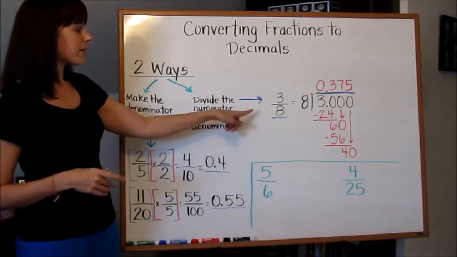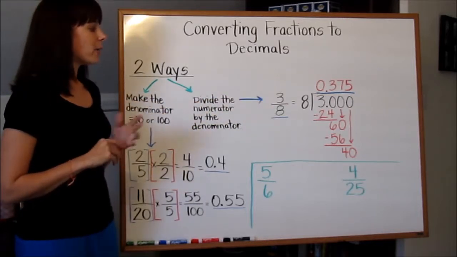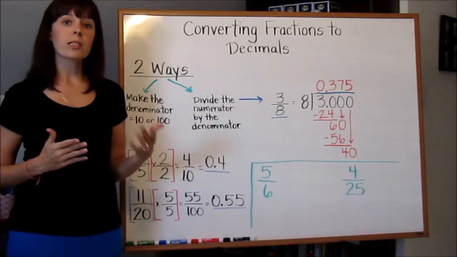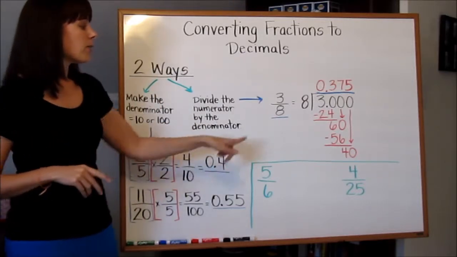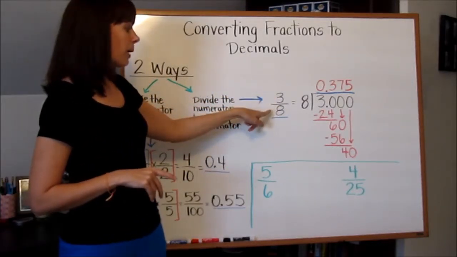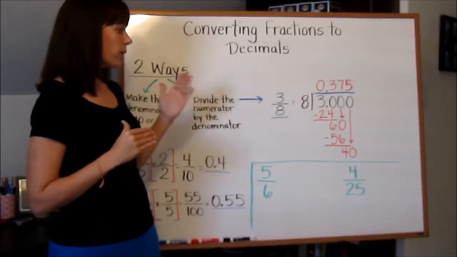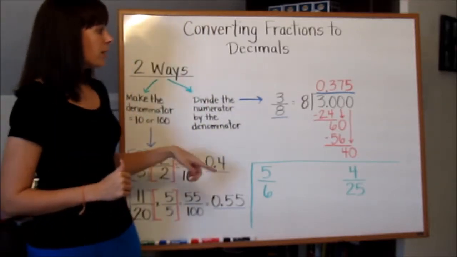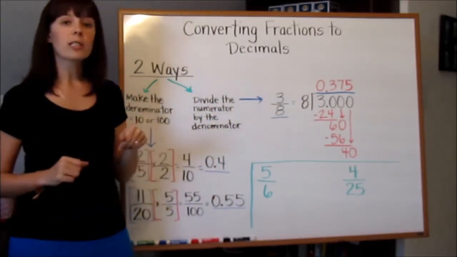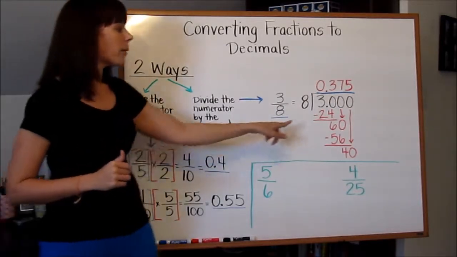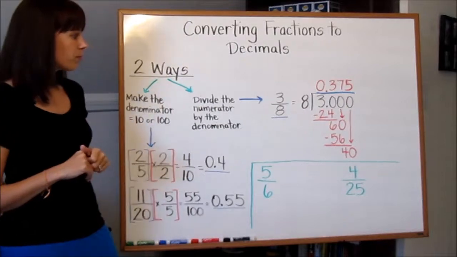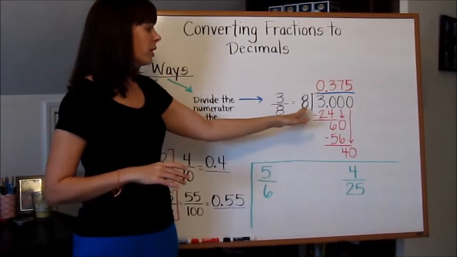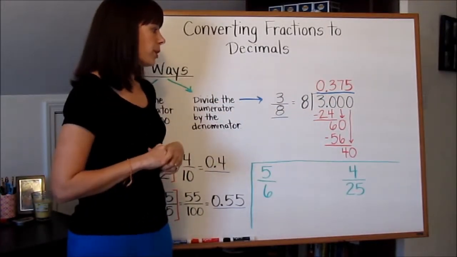Okay, so right here I have the example of 3/8. And I know that I cannot make an 8 go into 10 or into 100 easily. So I'm going to divide 3 by 8, divide my numerator by my denominator. Now if you have a single digit as your numerator, you'll probably have to add your decimal place and then put some zeros afterwards. And that's just so that you can divide your denominator into your numerator easily.